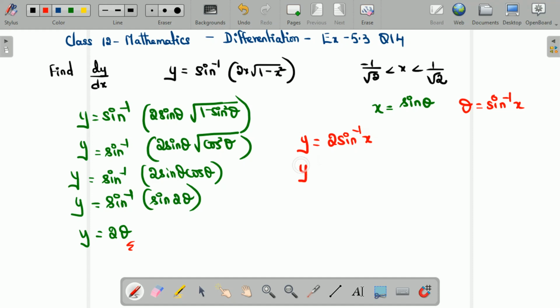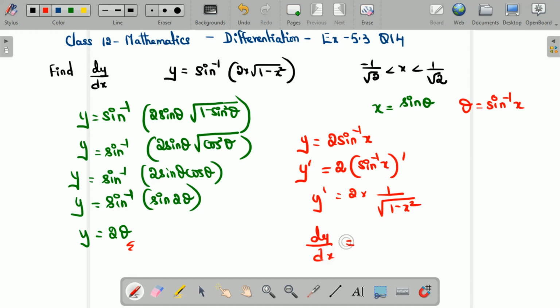So we need to differentiate y. So y dash is 2 into differentiation of sine inverse of x. So this is y dash is equal to 2 into 1 by root of 1 minus x squared. So dy by dx, the final answer is going to be 2 divided by root of 1 minus x squared.